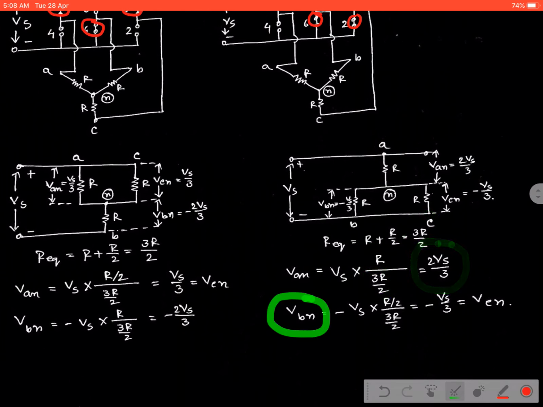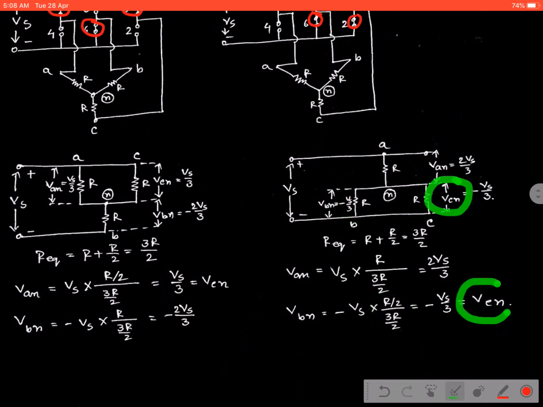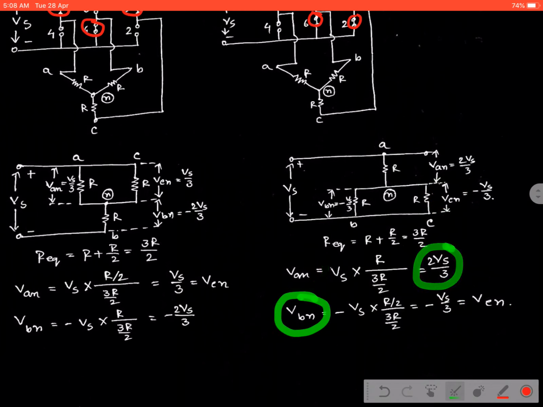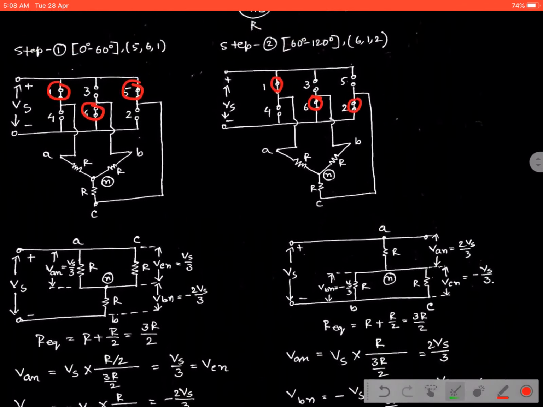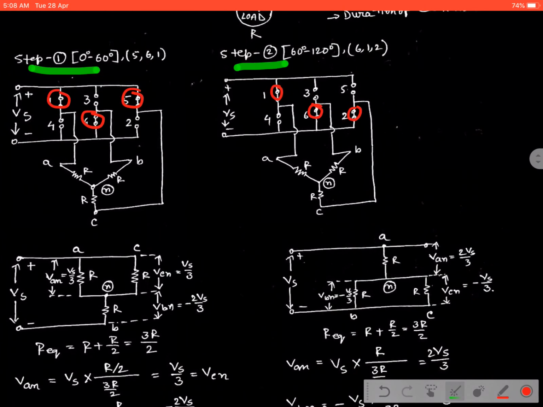Similarly, in case of VBN, as it is connected to the negative terminal of the supply, that is why minus Vs into R by 2, meaning the equivalent resistance of this loop, that is R by 2 by 3R by 2, which will give you minus Vs by 3, and which is similar to the voltage VCN. That means in this case we can calculate the voltage VAN equal to 2Vs by 3, VBN equal to minus Vs by 3, and VCN equal to again minus Vs by 3. So ultimately we have done the two mode operation by step 1 and step 2.